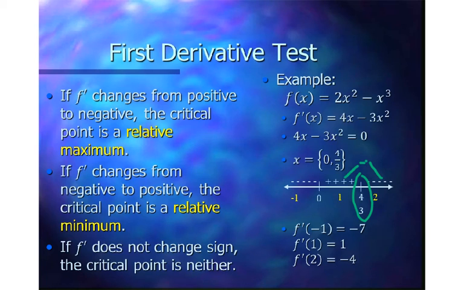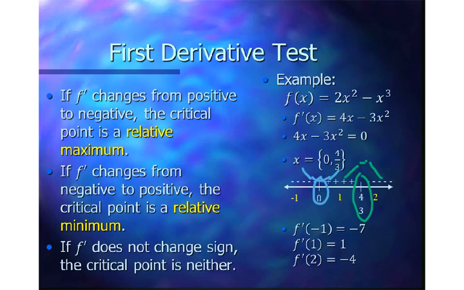Likewise, if the sign changes from negative to positive like it does at 0, then we can see on the left-hand side of 0 this function is decreasing, on the right hand it's increasing, and so at 0 where it levels out for just a second, that's where we get a relative minimum.